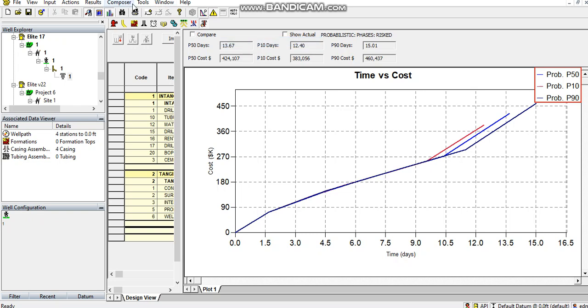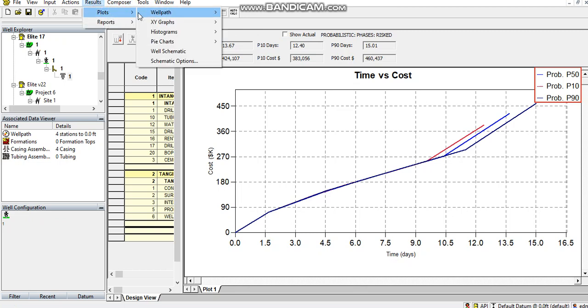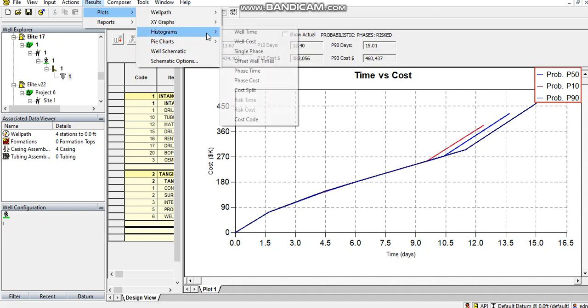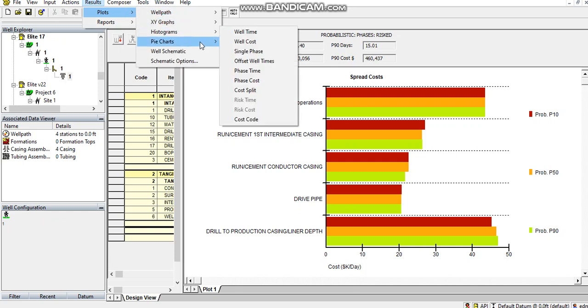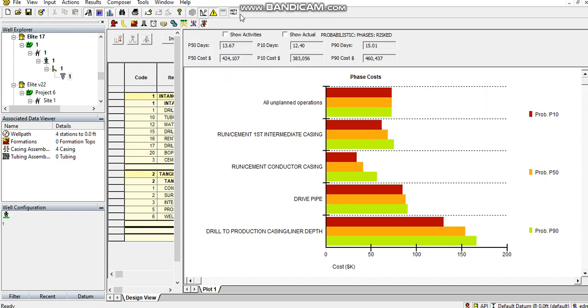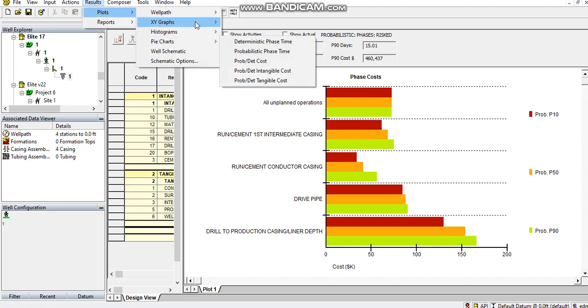You can also come in here and view the other plots for the histogram, depending on what you want to view. So this one is showing you the costs. This is another histogram that is showing you the cost split. If you want to see the phase split, then you can put in the phase split, depending on what you really want to view.